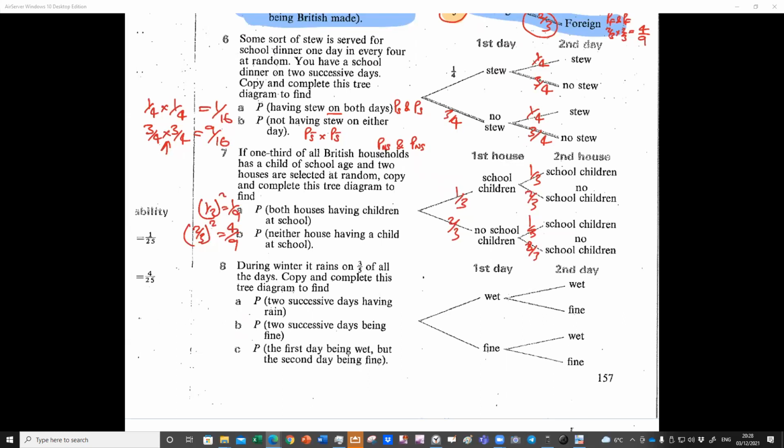No problem. Okay, so question number 8, have you done it, everybody? The June winter rains on 3/5 of all of the days. So 3/5 and 2/5 and 3/5 and 2/5 and 3/5 and 2/5. So 2 successive days is easy. So being fine, being rain. Okay. Now question C, you've done it. So it says the first day being wet and the second day being fine.